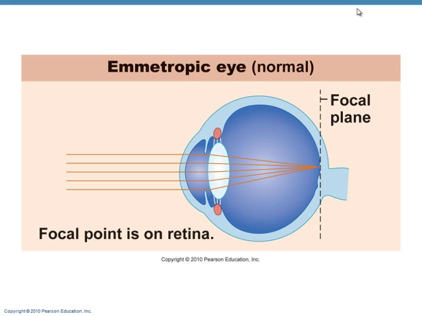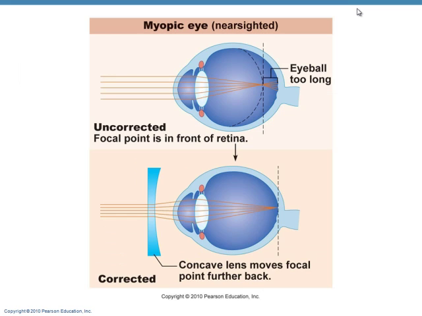So, emmetropic. What happens when I can't get those wavelengths of light to the right point? And actually, when the wavelengths come in, that perfect point is just ahead of where it needs to be. Now, there could be many reasons for that. Your light bending apparatus might be off. Remember, cornea, lens. Or your eyeball might be just a little bit too long.